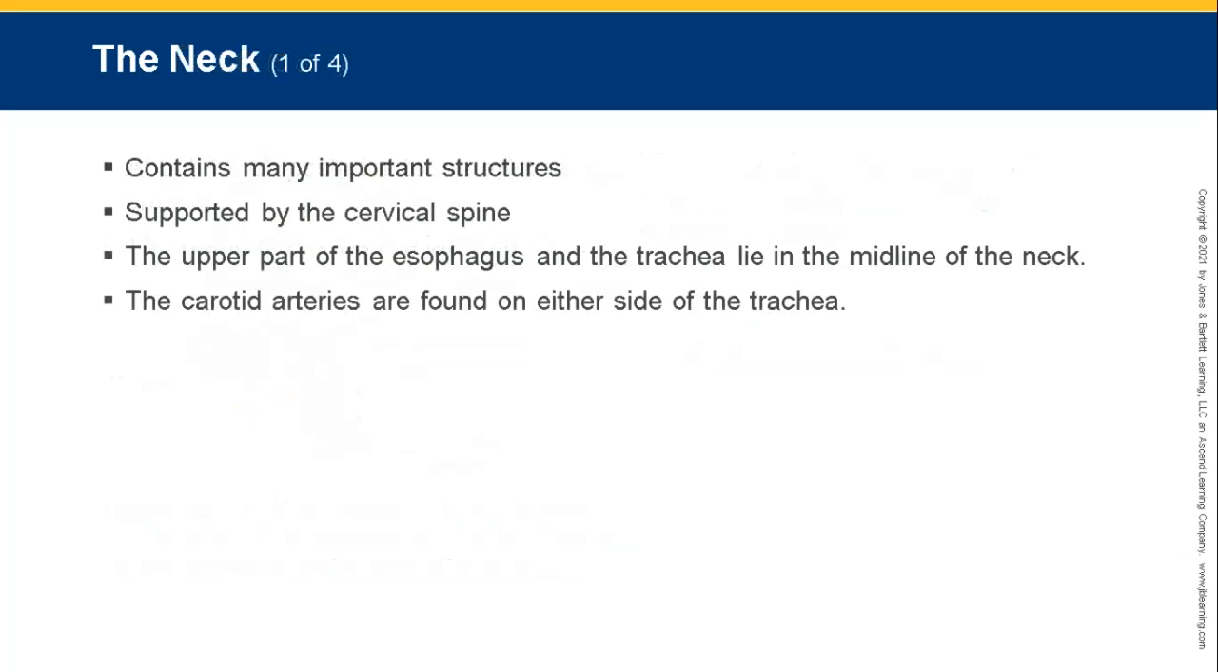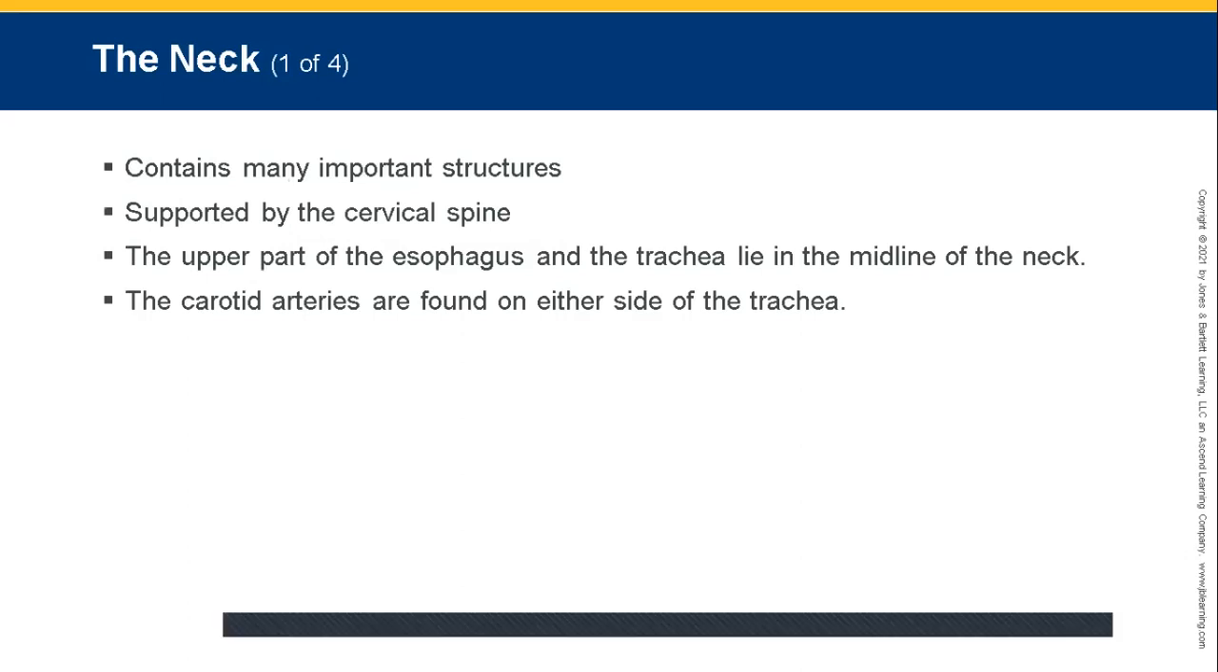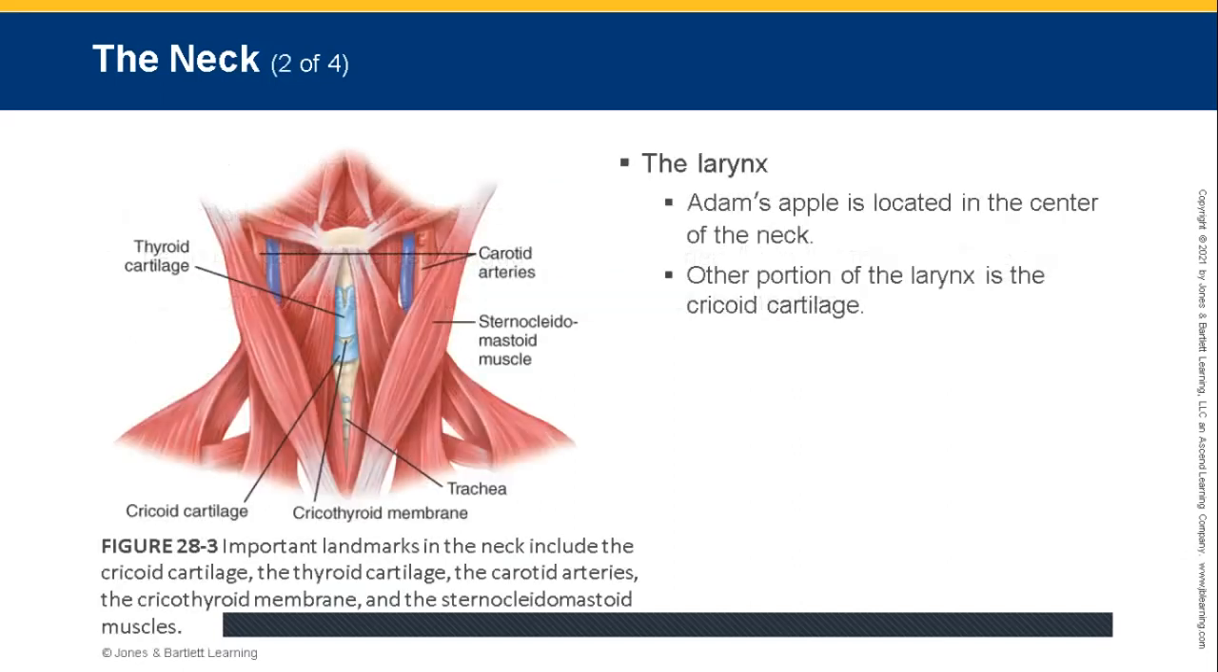The neck contains many important structures supported by the cervical spine. The upper part of the esophagus and the trachea lie in the midline of the neck, and the carotid arteries are found on either side of the trachea, and they supply the head, specifically the brain, with blood flow. The larynx, Adam's apple, is located in the center of the neck.